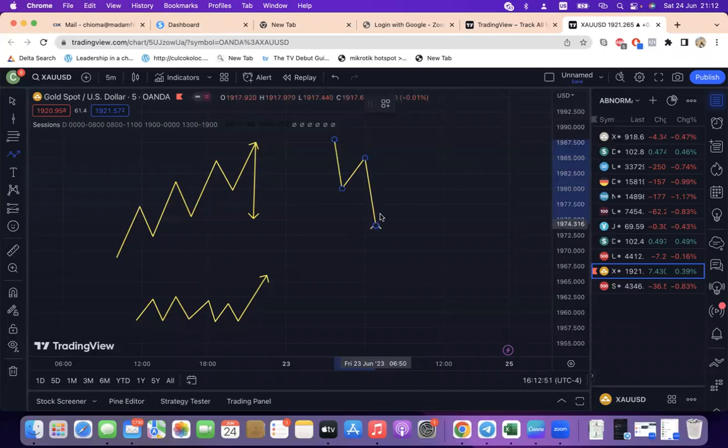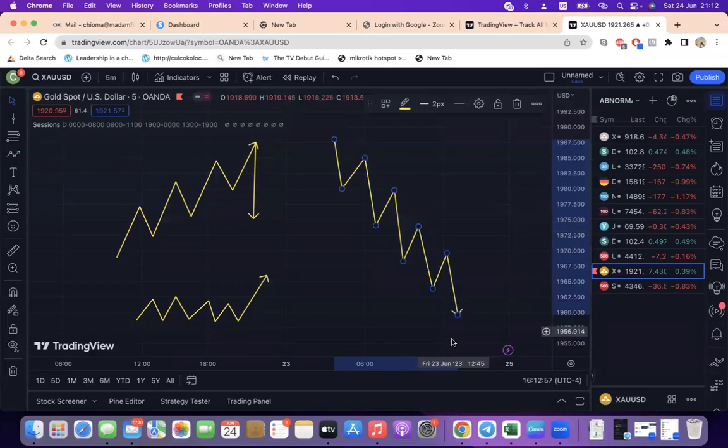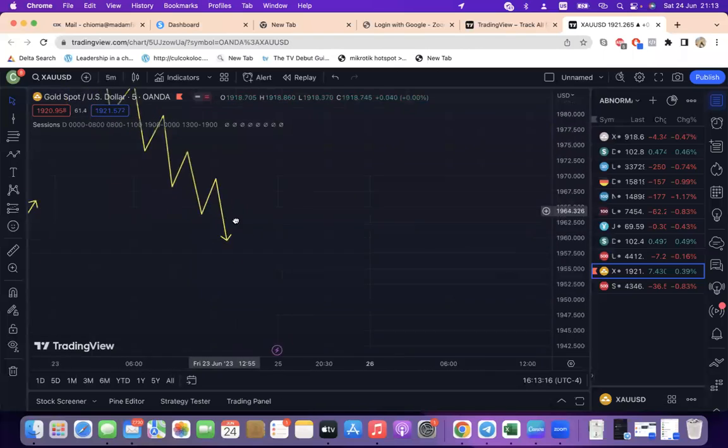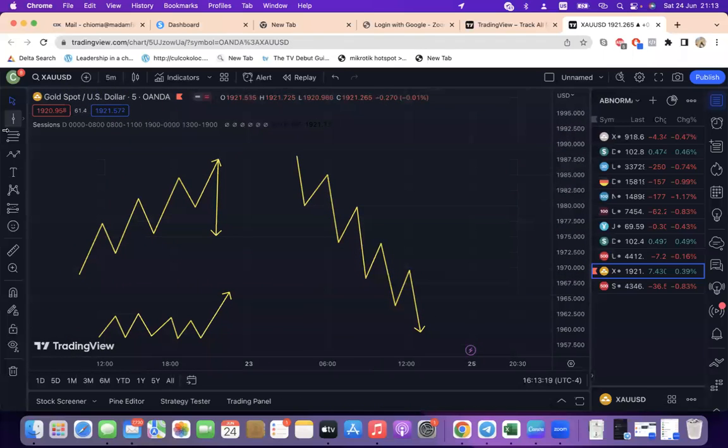So if you're selling, where are you putting your stop losses? That's where the money is. Your stop losses are above in a downtrend. So if I sell here, this is where my stop loss will be, around here, above where I sold. So in a downtrend, your sweep of liquidity is usually like that.